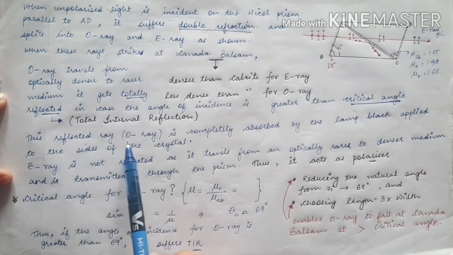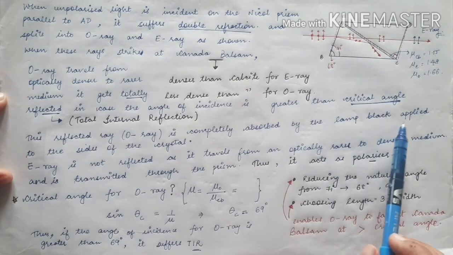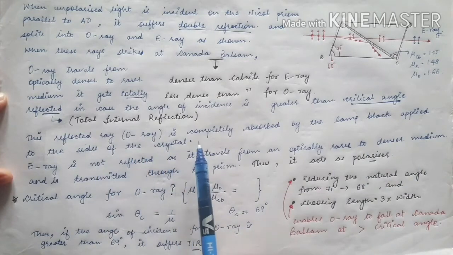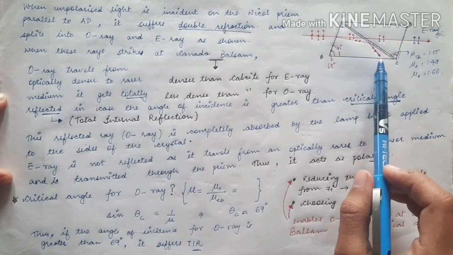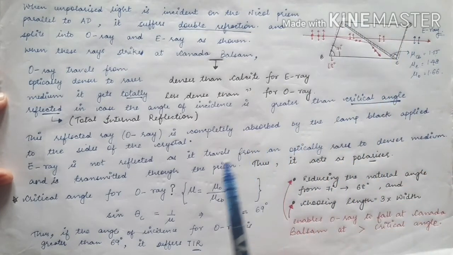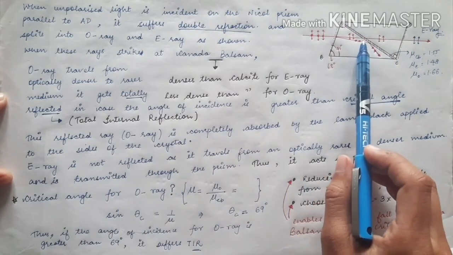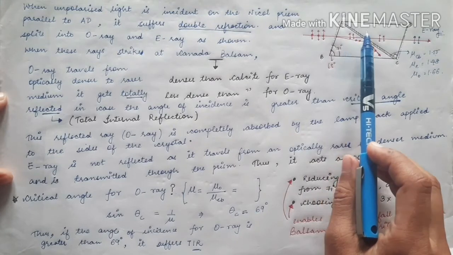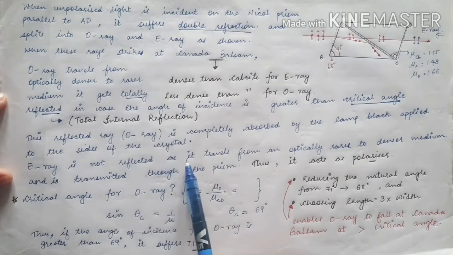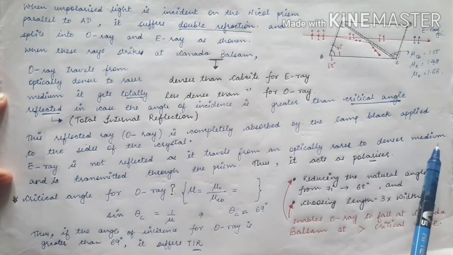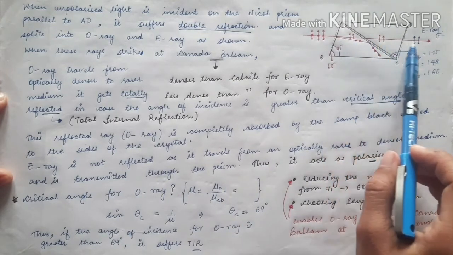So this O ray which gets totally reflected is completely absorbed by the lamp black coating which is applied to the sides of the crystal. The sides of the crystal are coated black, and this O ray gets completely absorbed in the Nicol prism. And E ray is not reflected. The E ray will not get reflected at this layer because it is traveling from a rarer to a denser medium. So it will not get reflected as it travels from an optically rarer to a denser medium and is transmitted through the prism.